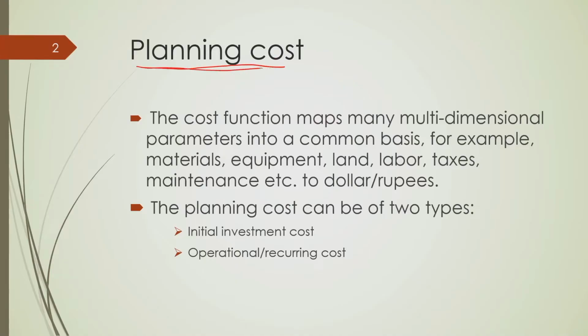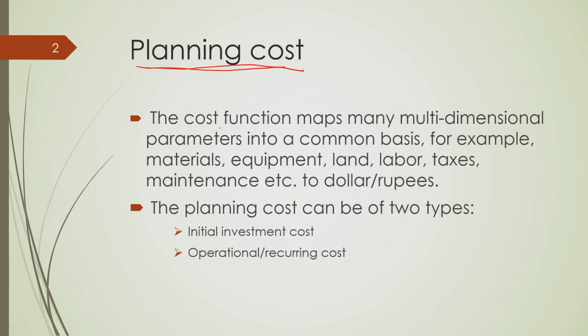Okay. So, as I said, any type of planning will involve a cost function, because it is essentially an optimization problem, and that cost function is called the planning cost. Okay. This cost function maps multi-dimensional parameters into a common basis. That common basis is basically money or cost, and that is represented in dollars or whatever currencies we use in different countries. Okay. So, here for simplicity I will use the dollar as the currency. So, that means this planning requires a certain amount of money, and apart from this planning and its implementation, we have many other entities.